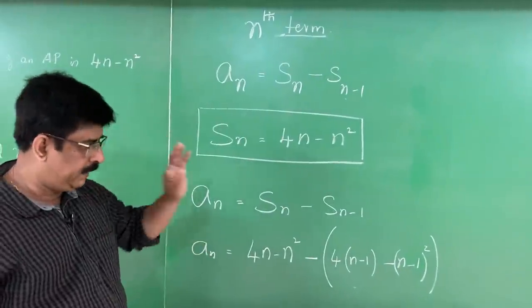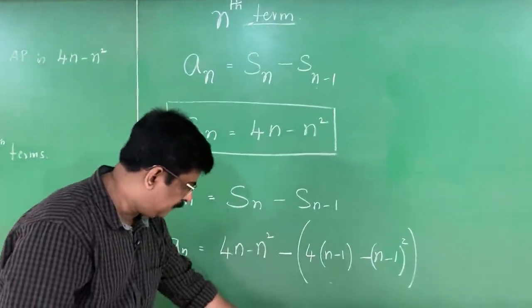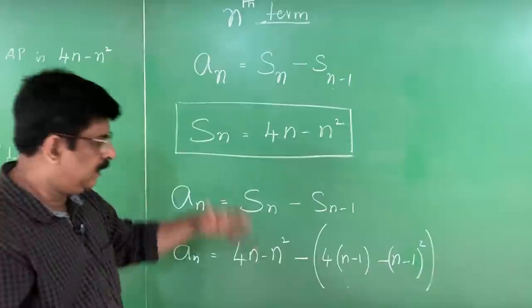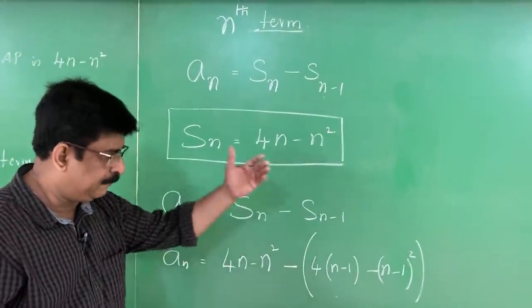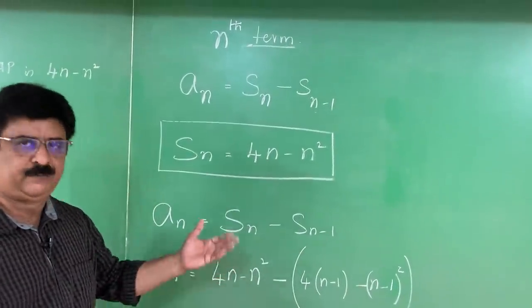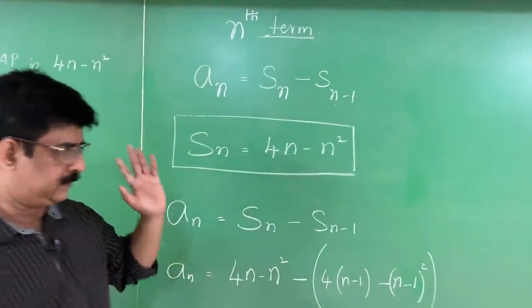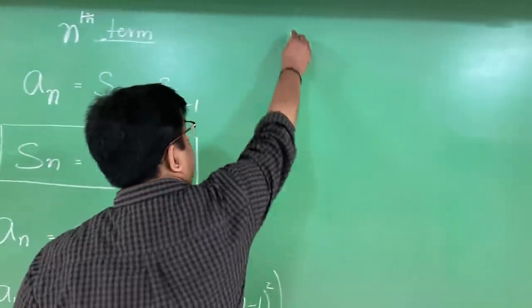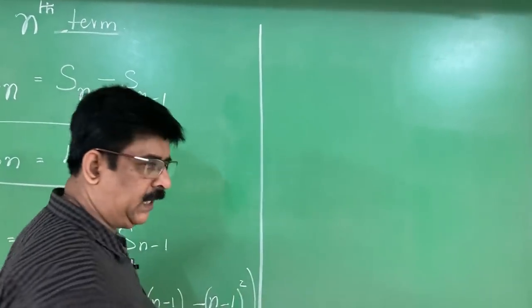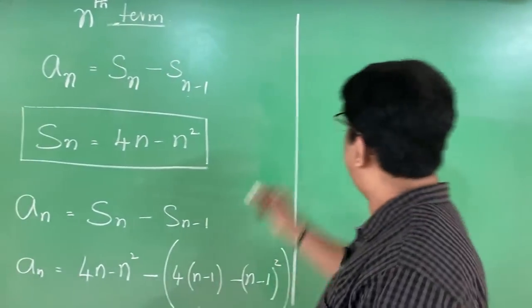Now we have to simplify. Be careful while simplifying because in algebra, a plus b whole square, a minus b whole square, you have been learning from 5th standard, and using that we are going to solve this. Now you have to recollect all the information of your 8th standard, 9th standard, everything.